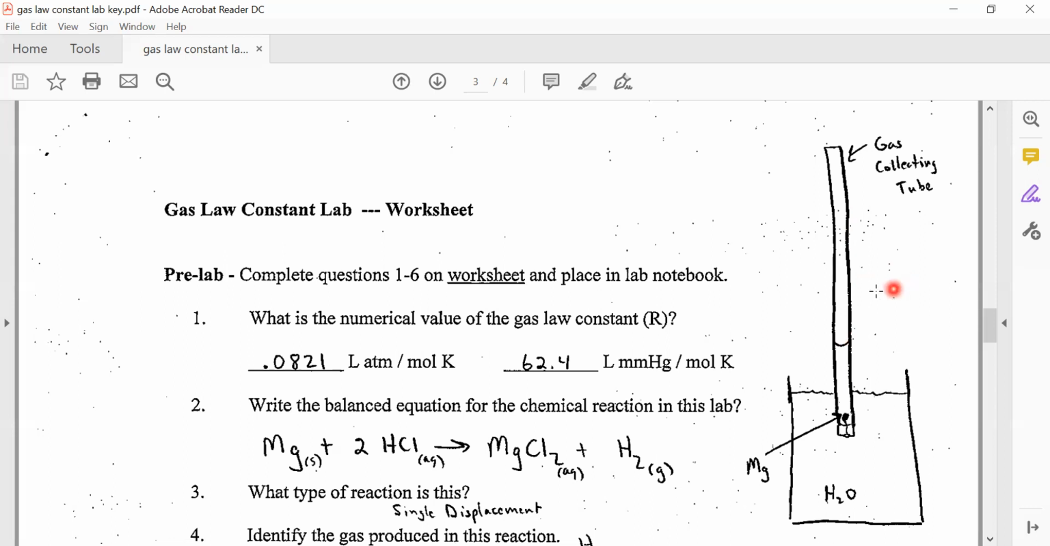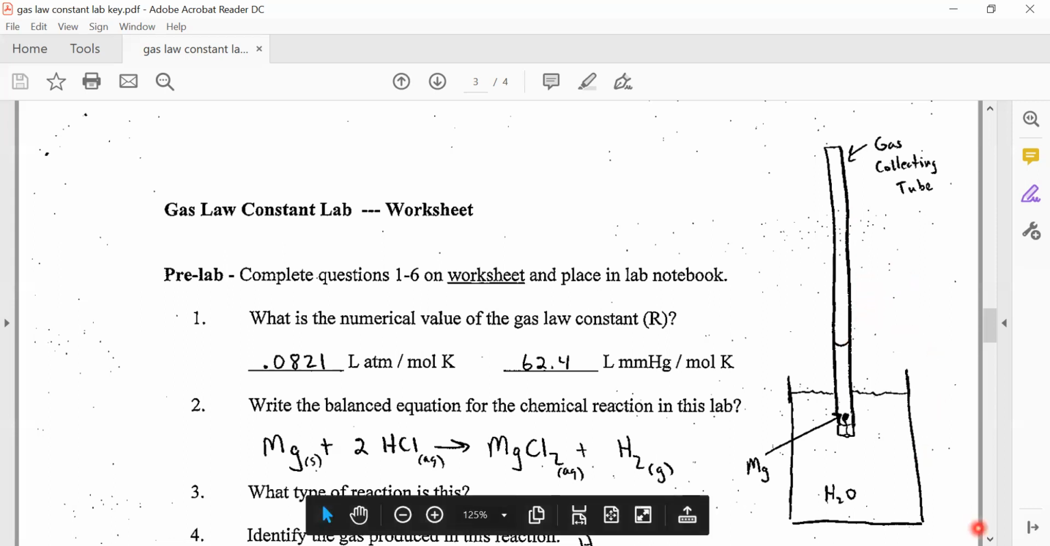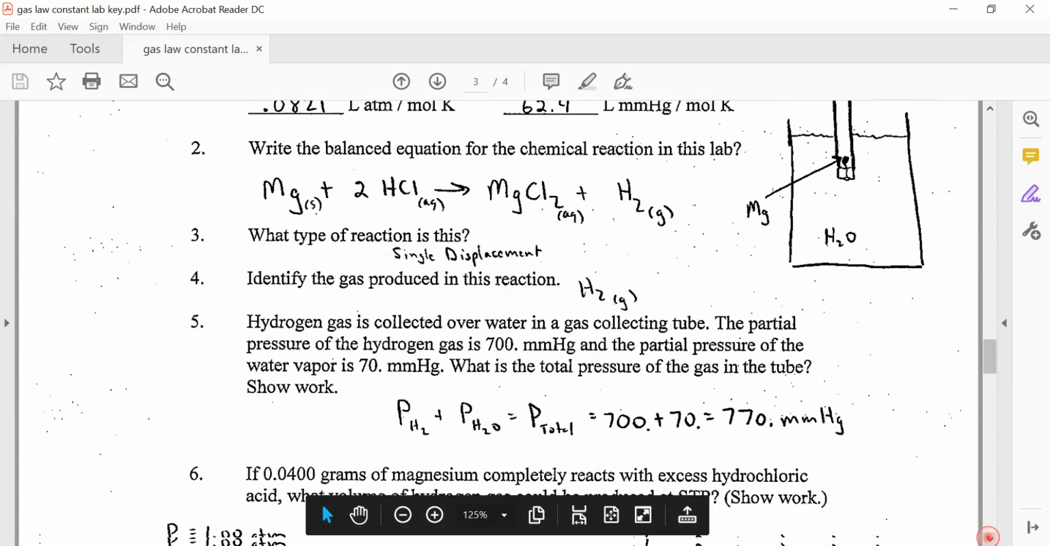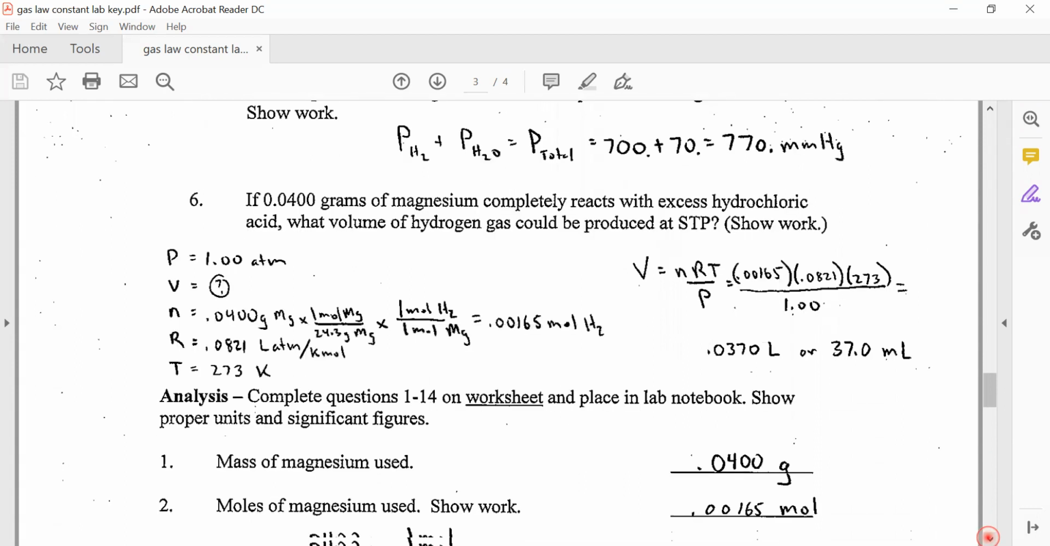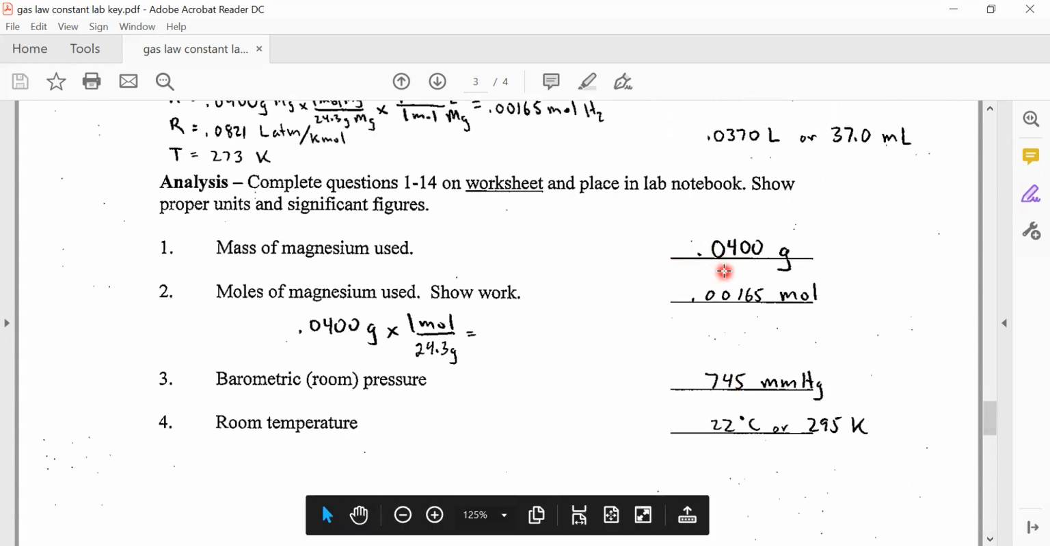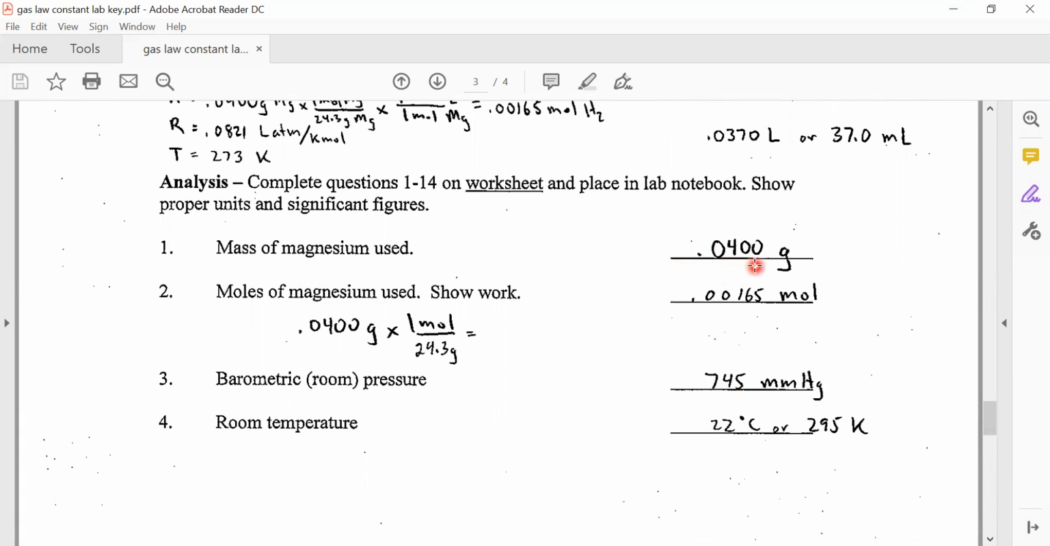So those are going to be some of the data points that I have in solving this right here. Okay, so let's go down and take a look at our data for this and see where it goes. There's a little pre-lab question, but I weighed out my magnesium and I used a fancy balance and I found it was 0.0400. So using a real fancy 10,000th of a gram balance right here, I have 3 sig figs. I convert that to moles and I get my moles of magnesium used.